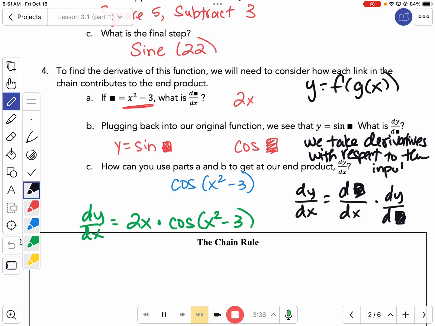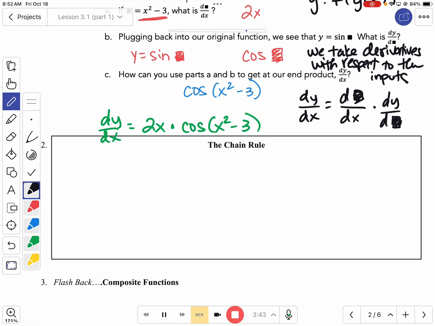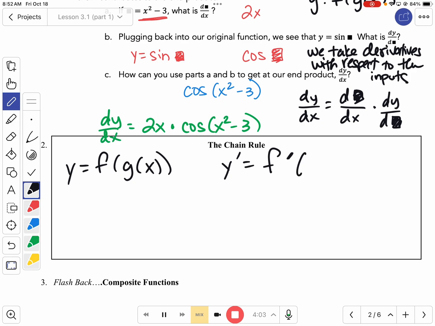And because we're inputting different things, we end up with the chain rule. If y is equal to f of g of x, y prime is equal to the derivative of the outside function evaluated at the inside function times the derivative of the inside function. And I like to say that in words. To me, it just makes a little bit more sense.